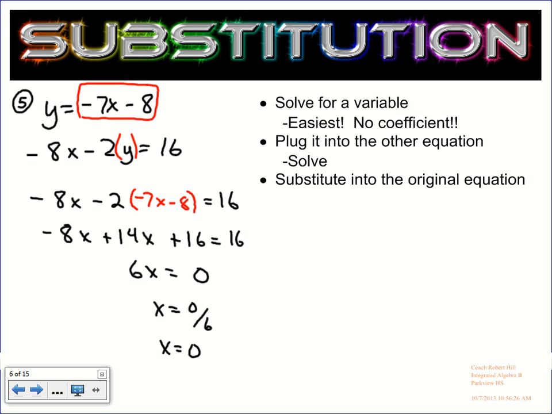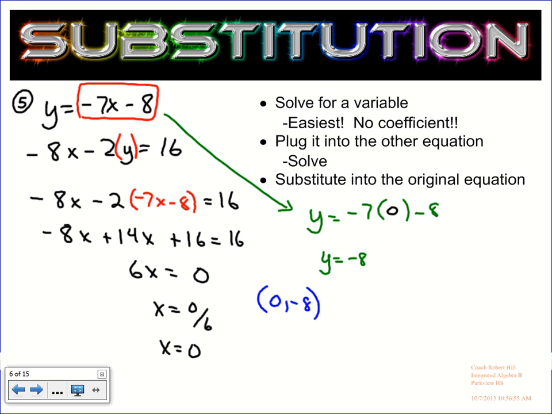So now take that 0 back up to this original problem up here. This original problem, which is y equals negative 7 times, and plug in your 0 and minus 8, and so y equals negative 8. So what I have here is I now have what I believe is a solution. And the answer that I believe is a solution is 0, negative 8.